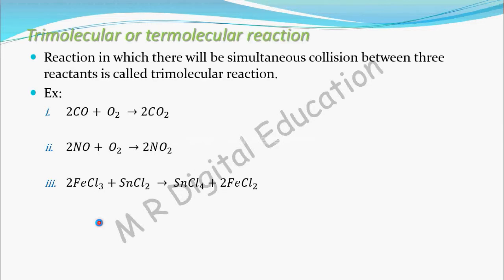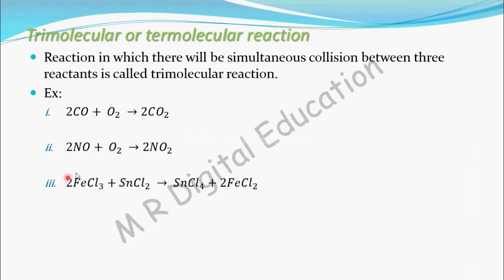See what a trimolecular reaction is. A reaction in which there is simultaneous collision between three reactants is called a trimolecular or termolecular reaction. So it is a reaction in which three molecules are involved and they collide simultaneously to bring about the chemical reaction. See here, 2CO plus O2 gives 2CO2. In this reaction, two molecules of CO and one molecule of O2 react simultaneously and give the product. Three molecules are involved, so this is an example of a trimolecular reaction.